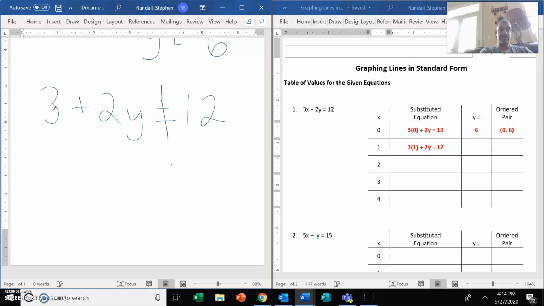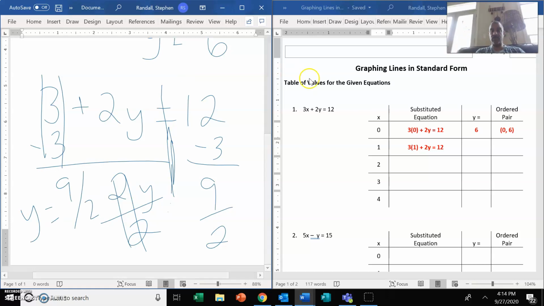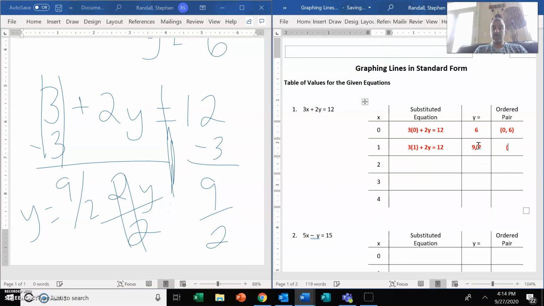Well, this one I can't just go ahead and divide. I have to actually solve this. This is a two-step equation. So I subtract 3 from both sides. That cancels. I get 2y equals 12 minus 3 is 9. Then I divide by 2. And I get y equals 9 divided by 2, which I'm going to leave as a fraction. So I'm going to put y equals 9 divided by 2. And now I have another ordered pair. When x is 1, y is 9 divided by 2.